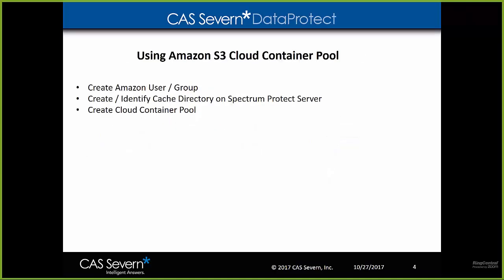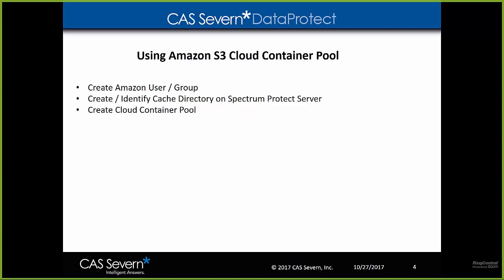There are 3 steps in order to create an Amazon S3 Cloud Container Pool. First, we have to do some work on Amazon. Specifically, we have to create a group and a user that is going to hold the S3 storage that we're going to connect to Spectrum Protect. Then we need to create a cache directory on the Spectrum Protect server. Lastly, we need to create the Cloud Container Pool itself.